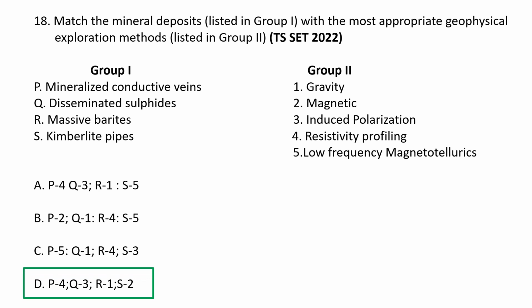Because mineralized conductive veins can be determined by resistivity profiling, whereas disseminated sulfides can be determined by induced polarization. Massive barytes are very massive, which is why they have high specific gravity, so they can be determined by the gravity method, and kimberlite pipes are generally determined by the magnetic method. So D is the correct answer.